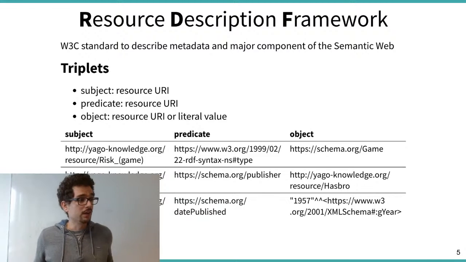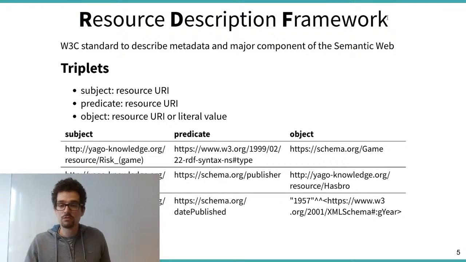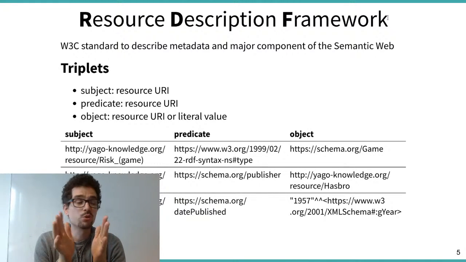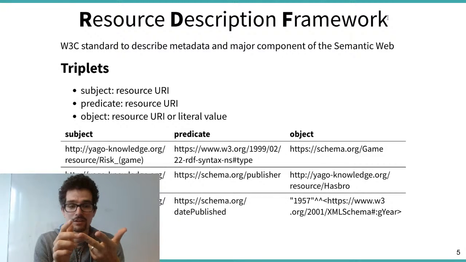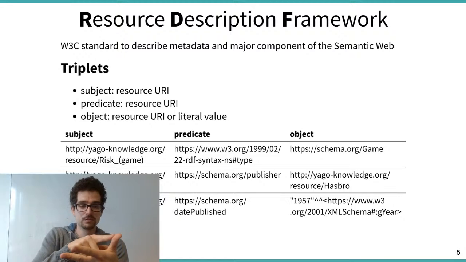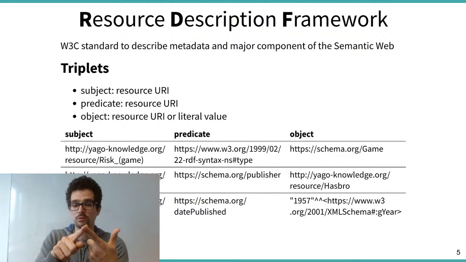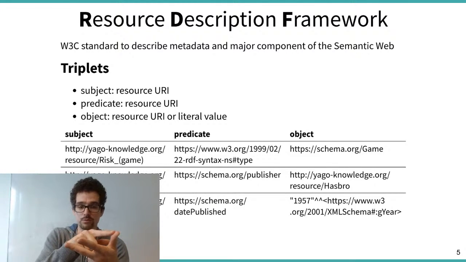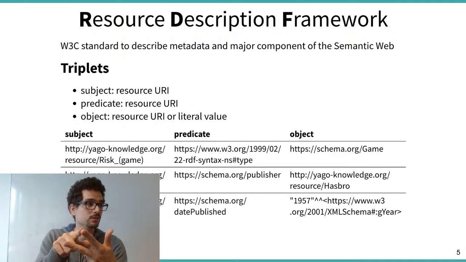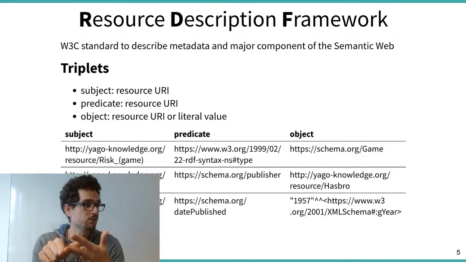Okay, the RDF, the Resource Description Framework, is a very simple idea. The idea is we use triplets: subject, predicate, object. Risk has the type game. Risk is the subject, type is the predicate, and game is the object. Risk was published by Hasbro. Risk is the subject, the predicate is publisher, and the object is Hasbro.